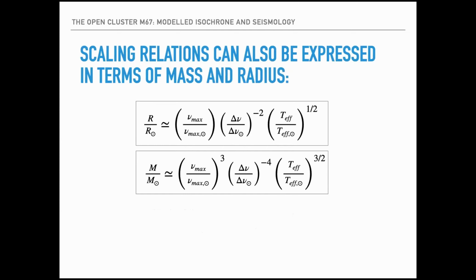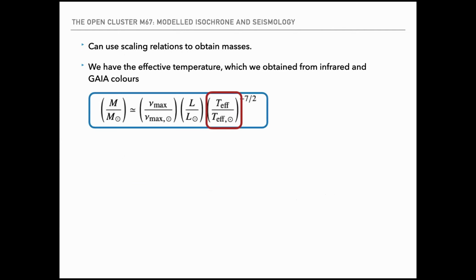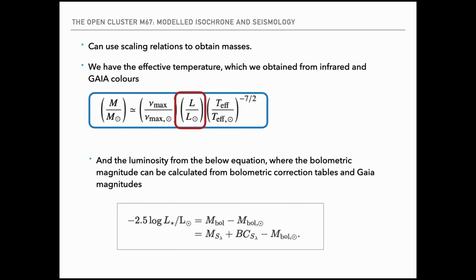So if we combine these two expressions, we can get all of these expressions for mass. And it has been found that the third one in particular reduces mass dispersion and the uncertainty in the globular cluster form. So we already have a good estimation of the mass with seismology, but this expression would give us an even less scattered expression. So we have the effective temperatures and the luminosities we calculate from the bolometric magnitude, which we take from Gaia magnitudes and bolometric correction tables.